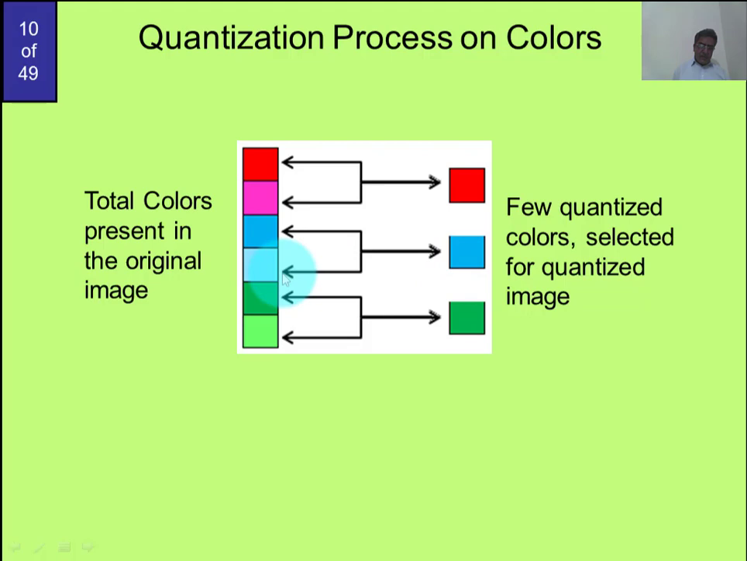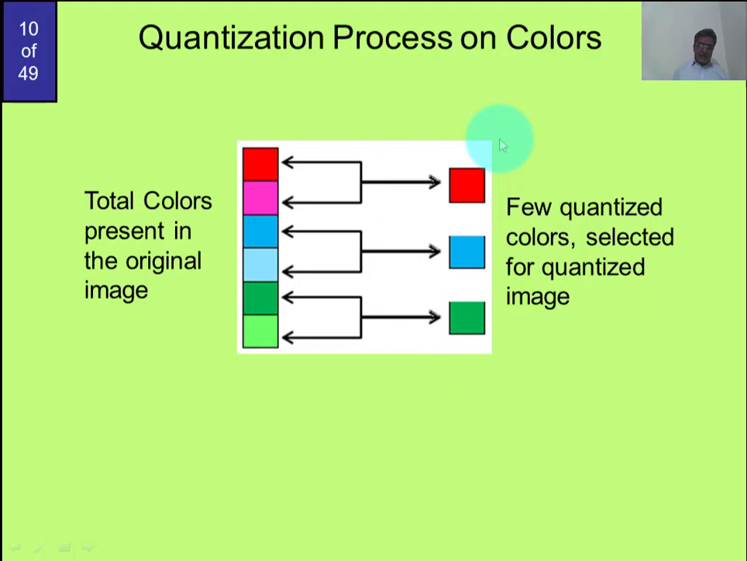Similarly, these two colors are also very near to each other, so all the green color pixels will have green color in the quantized image, while the pixels having grapes color in the original image will also have green color in the quantized image. So in the quantized image we will observe just three colors instead of six colors.